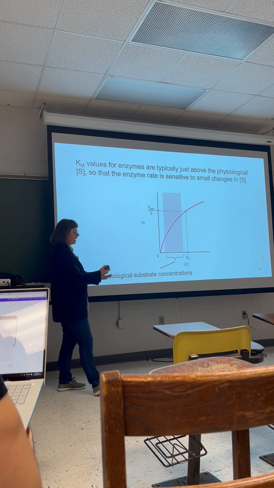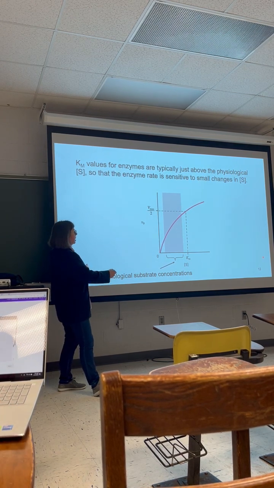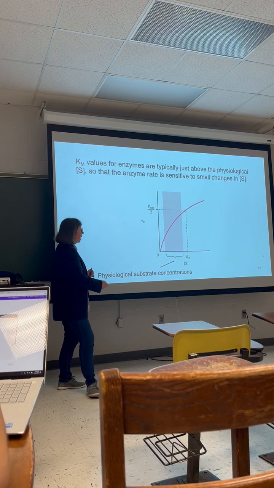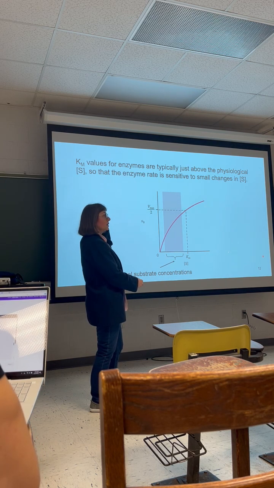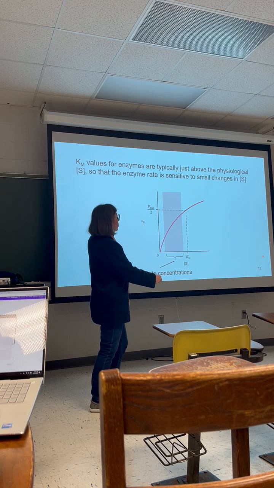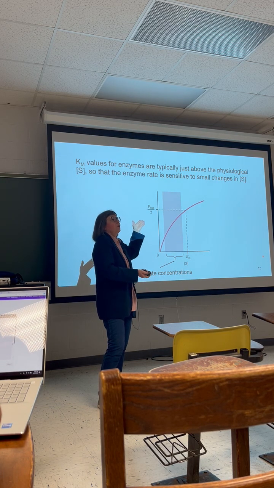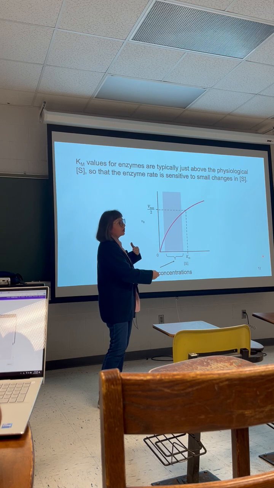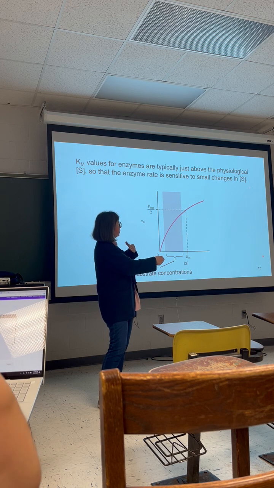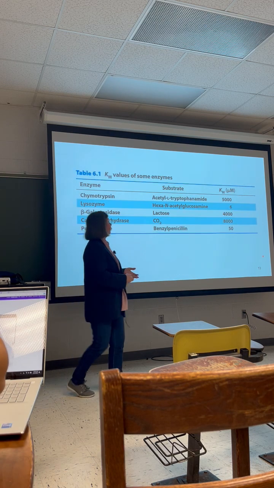If your substrate changes, V0 will change, because we are operating in the most sensitive region of our relationship. Now, if physiological substrates were here, much, much greater than Km, the enzyme would be saturated, so it would not sense small changes in substrate concentration, if this pink box was placed somewhere there. Fortunately, it is usually below Km.